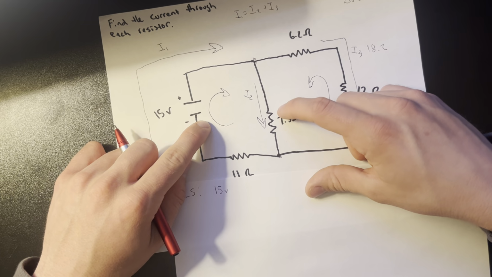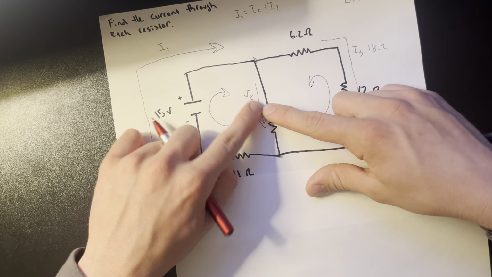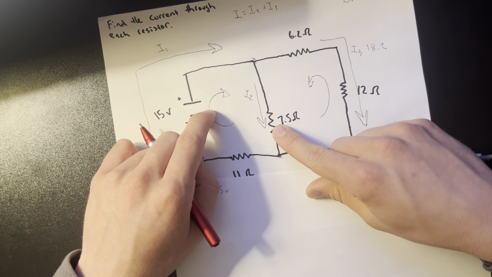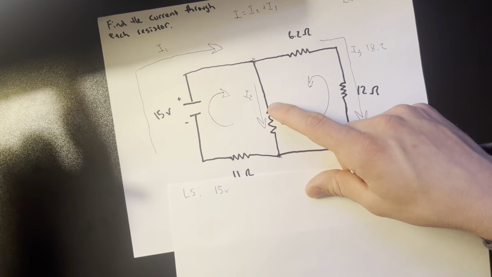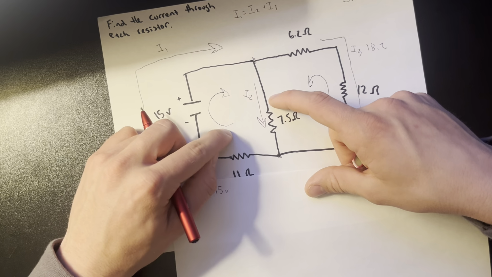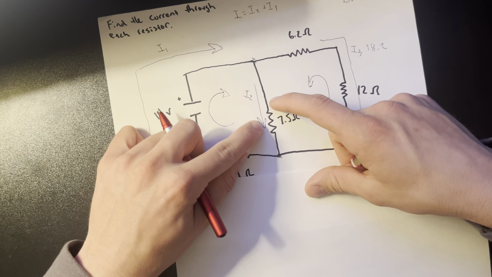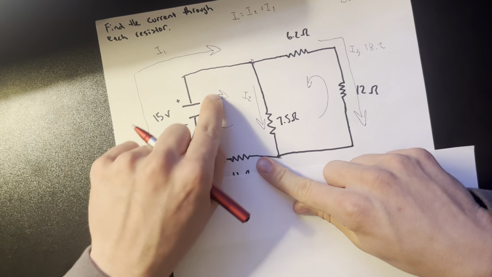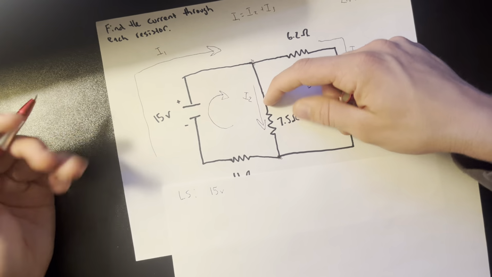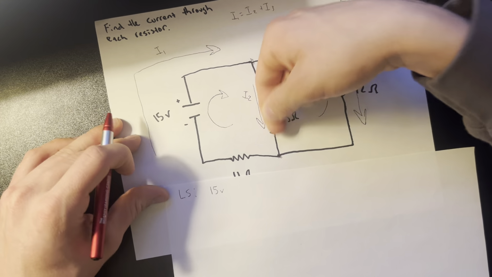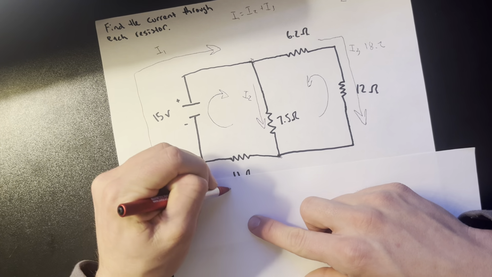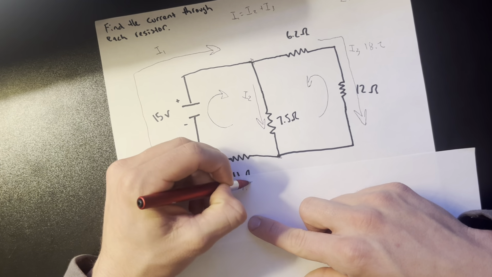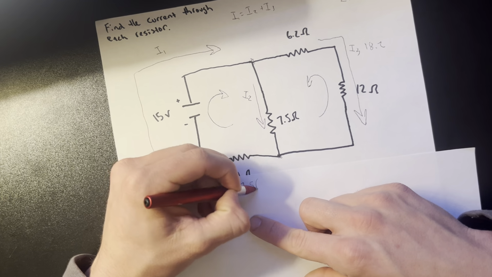For our resistors, we determine whether the loop is going with the current or if the loop is going against the current. If the loop is going with the current, it is going to be negative. If the loop's against the current, it's going to be positive. So in this case, our loop is going this way, and our current is going this way. So they're going the same way, so it's negative. So we're going to subtract 7.5, and that is I2. So 7.5 multiplied by I2, right? Because of this equation right here.